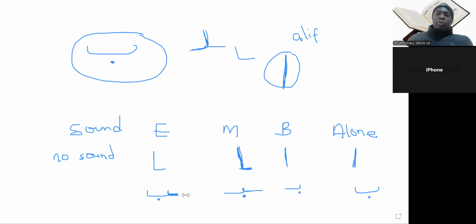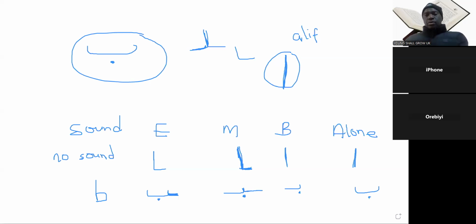How the letter joins with others, we're going to see in the future, inshallah, because for now just understand the basics: how do we see it at the beginning, in the middle, and also at the end? So now the sound for ba is b. What did I say? B. The sound for ba is b. Normally people will say ba, ba, ba, but the main sound is b.